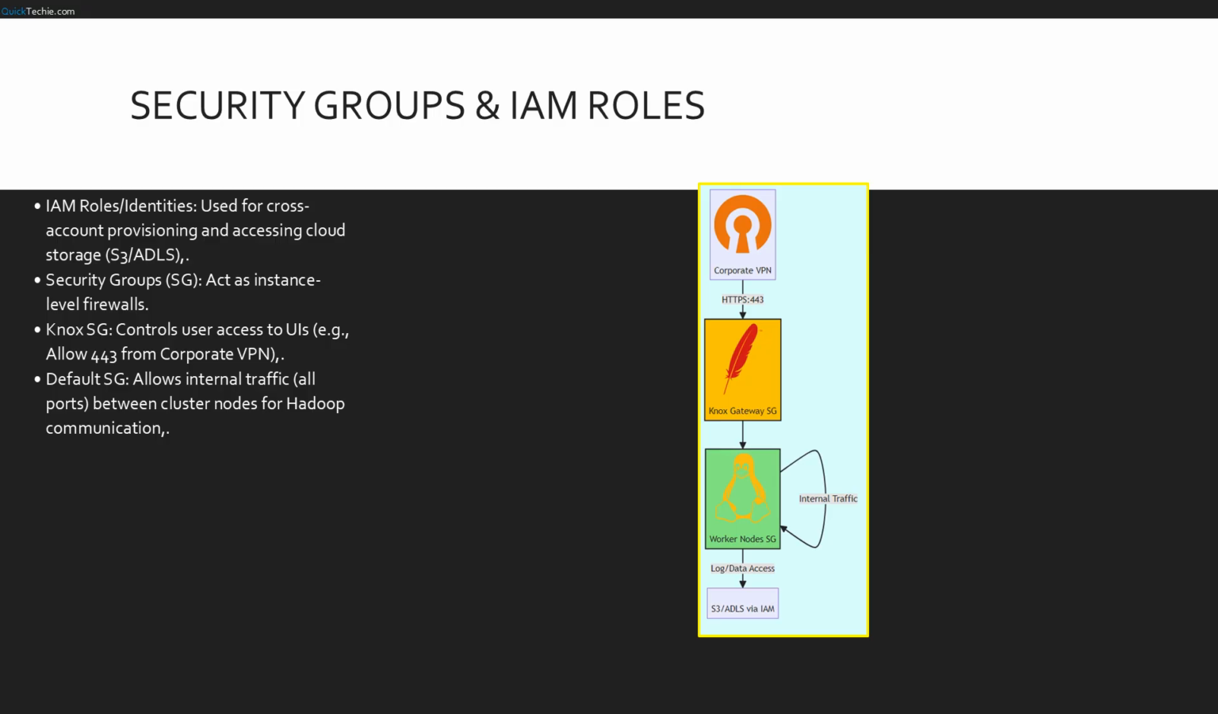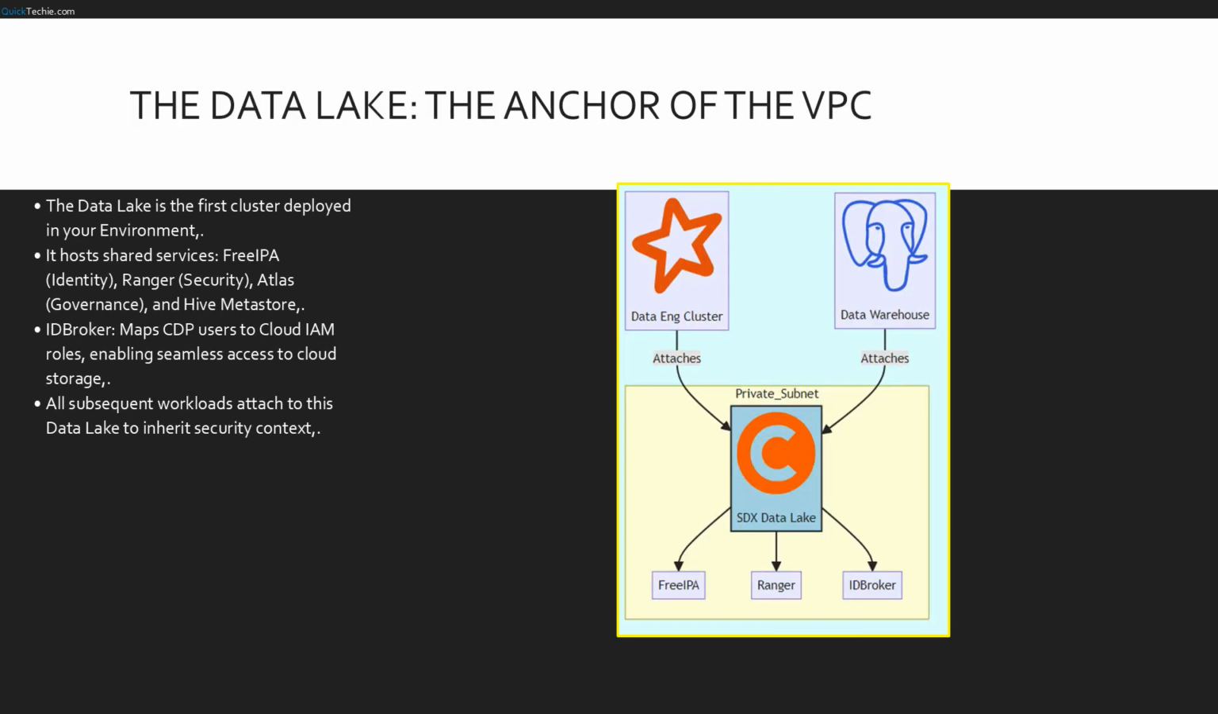Finally, the nodes use IAM roles to securely access the data storage, S3/ADLS, at the bottom. The anchor of your VPC deployment is the data lake. This is not just storage, it is a long-running cluster that hosts the shared context for your environment. It runs FreeIPA for identity management, Ranger for security policies, and the Hive Metastore. A critical component here is ID Broker, which maps your CDP users to cloud IAM roles, allowing them to access S3 or ADLS transparently. Once this data lake is running, every other cluster you create attaches to it, inheriting these security configurations automatically.